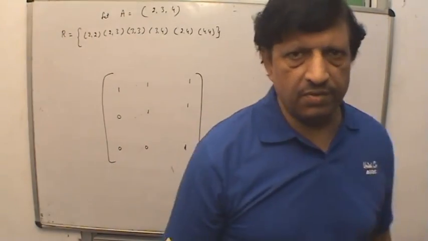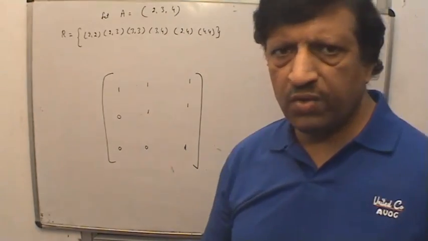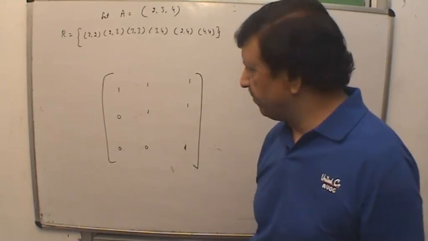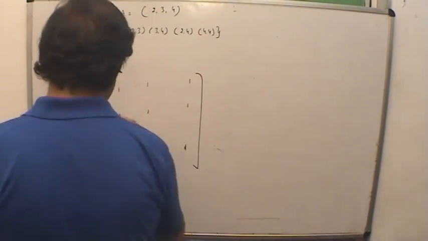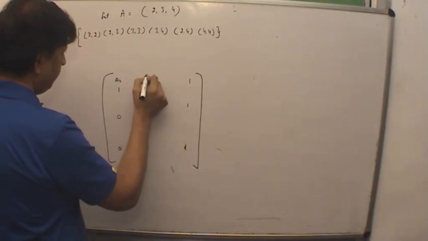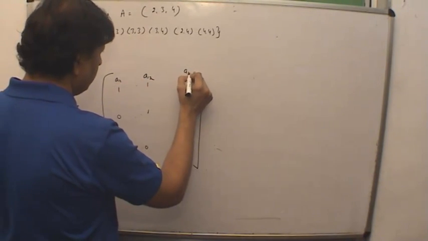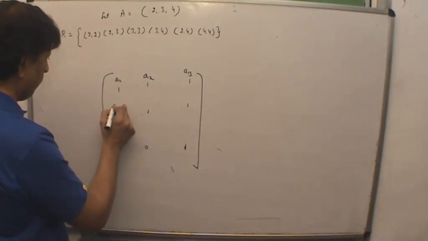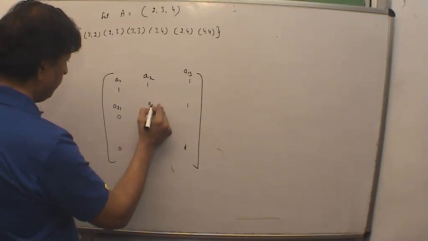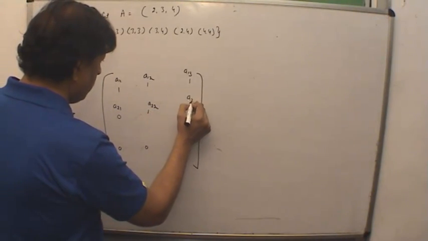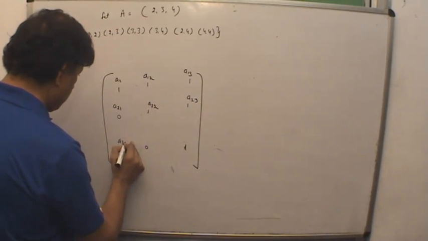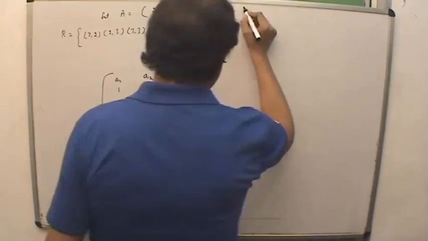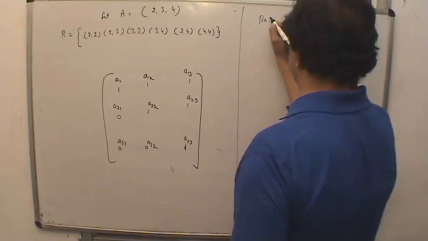If the relation is given in the matrix form, we will have to check their properties in the same situation. How? Let us name these elements A11, A12, A13, first row first column, first row second column, first row third column, A21, A22, A23, A31, A32, A33. First of all, how do we check the property reflexive?